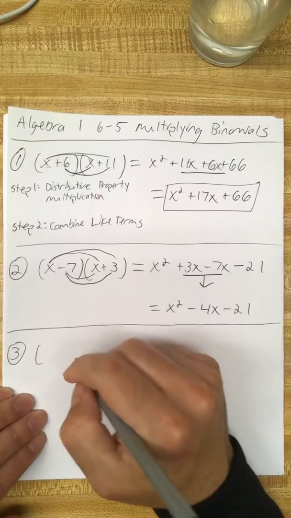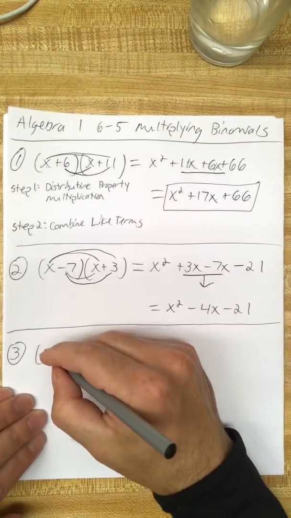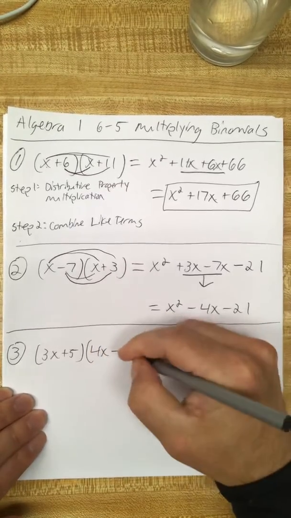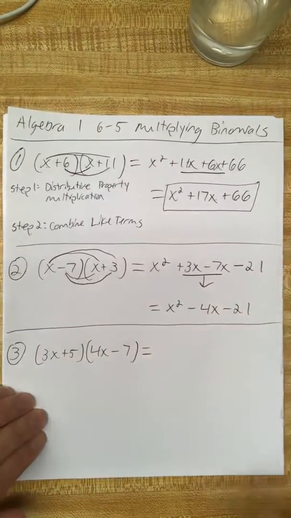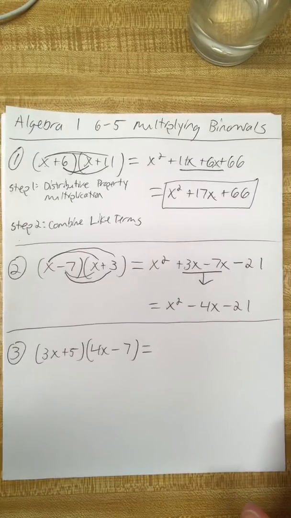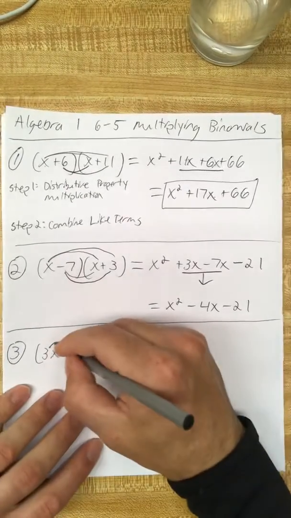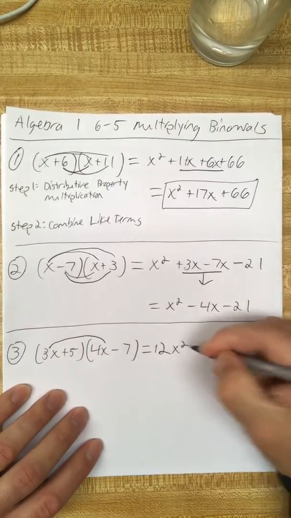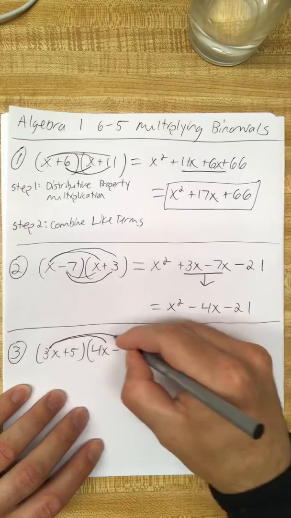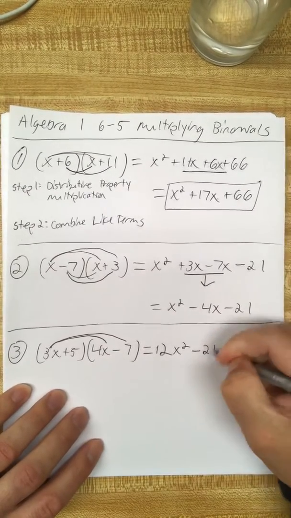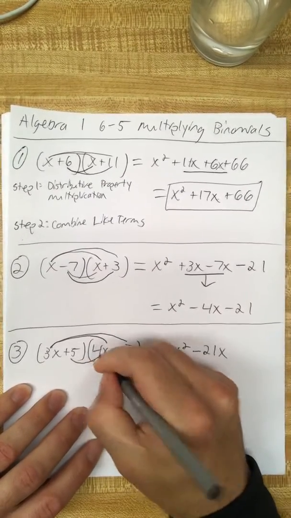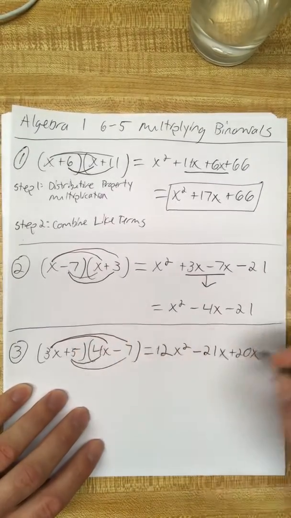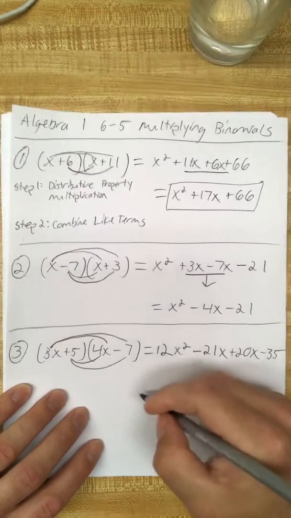Next up is when you run into coefficients on your x. So let's say we get like 3x plus 5 times 4x minus 7, something like that. All right, so you got to take those coefficients of x into account here. 3x times 4x, 3 times 4 is 12. You get x times x, which gives you x squared. 3x times the minus 7 will be negative 21x. Positive 5 times the 4x will be 20x. Positive 5 times negative 7 is negative 35.